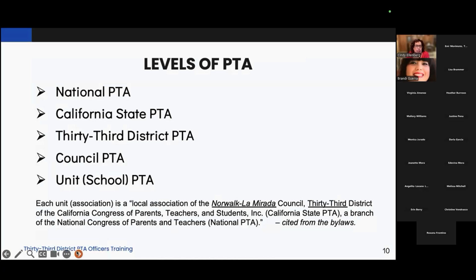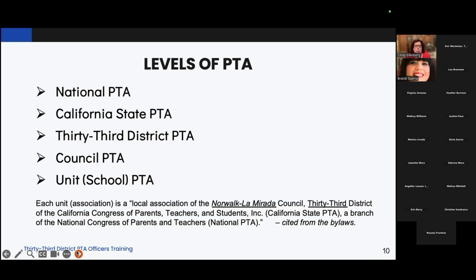There are levels of PTA. The uppermost level is National PTA. We are all part of National PTA. Below National PTA is State PTA. California State PTA provides our policies and procedures to keep us in sync with all the guidelines that they provide. They also keep track of whether each unit and council is in good standing. If you've paid your insurance, if you've paid your taxes, if you've filed your charitable trust, all that information is accessible by California State PTA, and they help keep us on track.